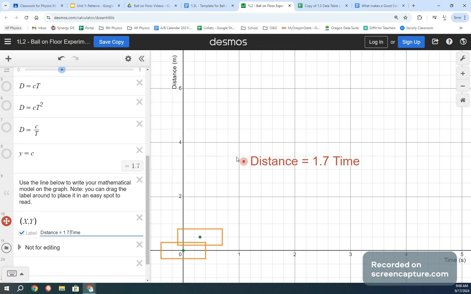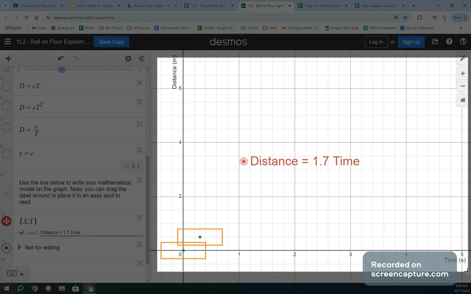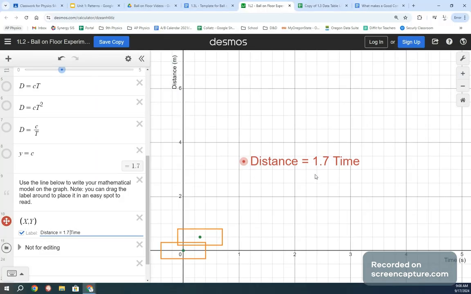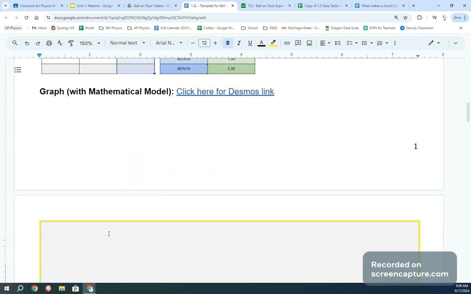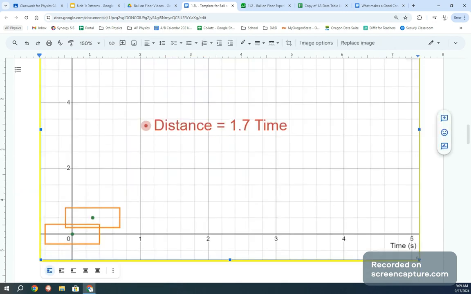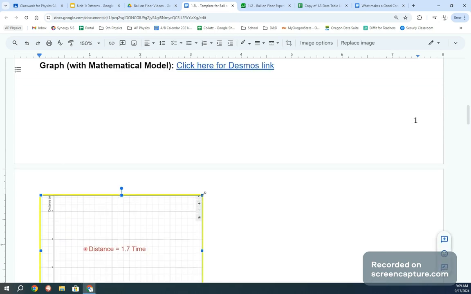Don't forget, when you're done with this, obviously this is not done, you would want to take a screenshot of it. Make sure that you have your axes in there. Make sure that you have your points, your line, which I don't have a line in there, and your math model so that you can then paste that right underneath this graph section. Again, if it's super big and you don't like it that big, shrink it down. Right? That's totally fine.